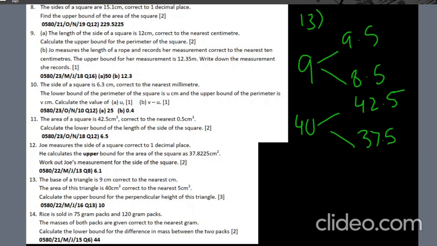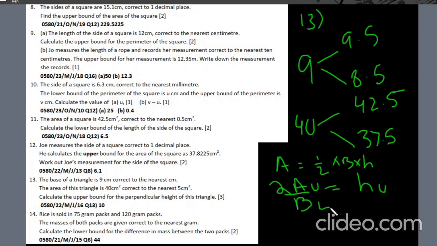So the formula for area is equal to half into base into height. Make height the subject, so we have to do 2a over b to find height. Now we need the upper bound for the perpendicular height. So to find the upper bound of the height, we should have the upper bound of the numerator and lower bound for the denominator, so that we get the biggest value from these possible 4 combinations.